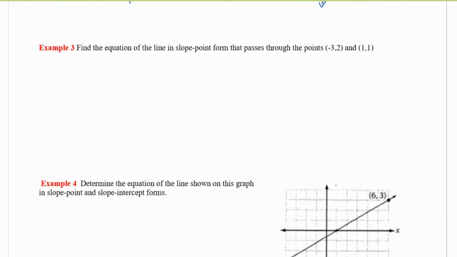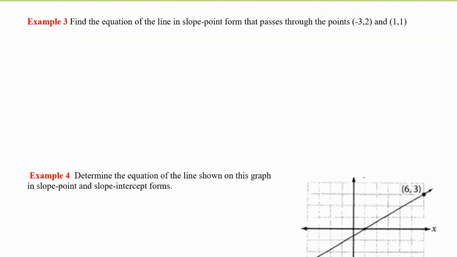Okay, next. Example 3. Find the equation of the line in slope point form that passes through the points. Okay? So we have actually 2 points. So you can just use either -3, 2, or 1, 1. So it's up to you. We already know the point, so which one do you want to use? Choose one of them. I'm just going to choose -3, 2.